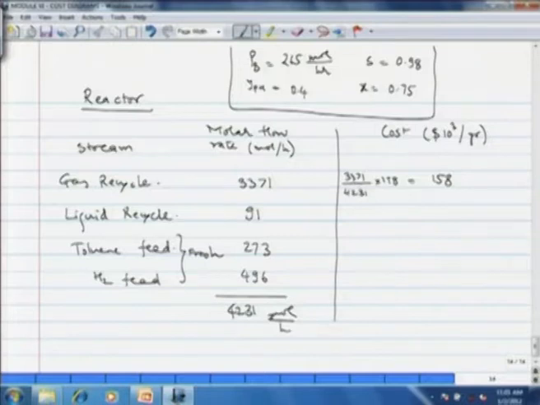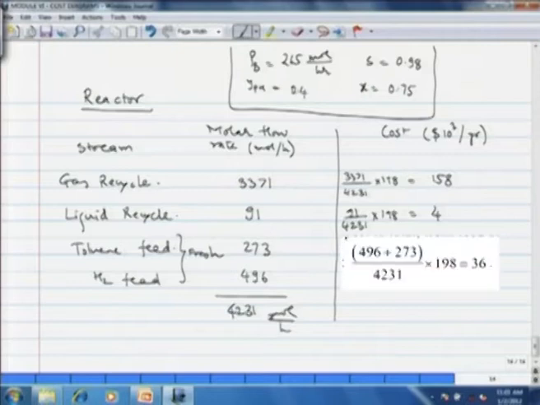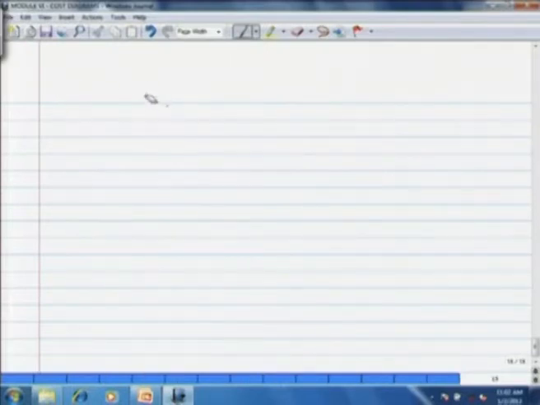$158,000 for gas recycle, then toluene, 91 divided by 4231 into 198, that is $4,000. Then net fresh gas feed $36,000, and then total is 198. So, we have allocated the cost of $198,000 to the three streams in proportion to their molar flow rates. Okay. Now, let us see the heating or cooling load that we have.